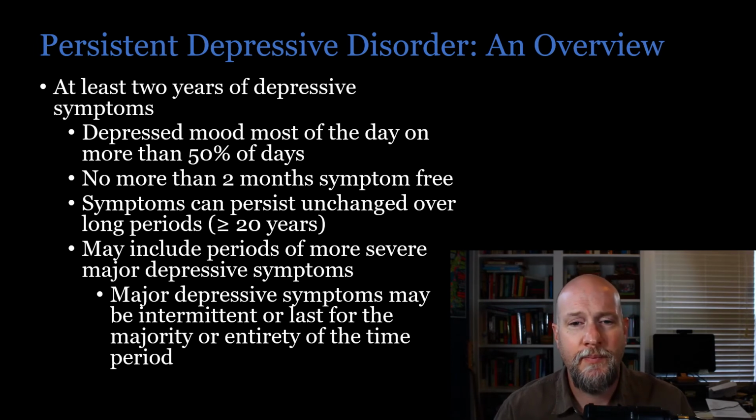It may include periods of more severe major depressive symptoms. So the person might meet criteria for a major depressive episode at times and then go into these, as I said, mild or depressed periods. And it may be intermittent or it may last for the majority or the entirety of the time period. So let's talk a little bit about the kind of confusing various presentations you might see with persistent depressive disorder.